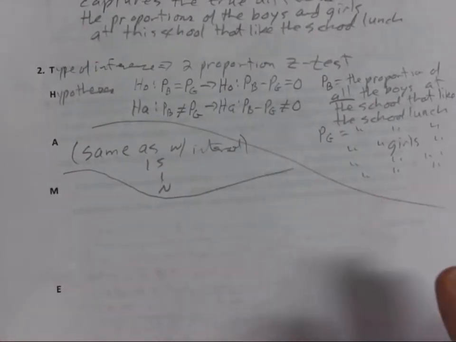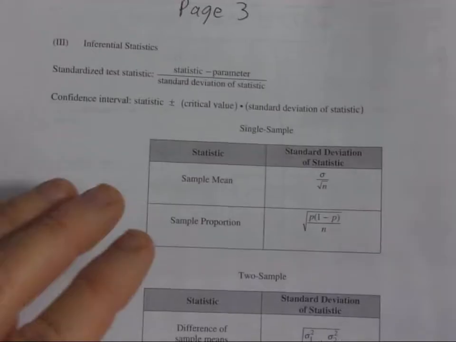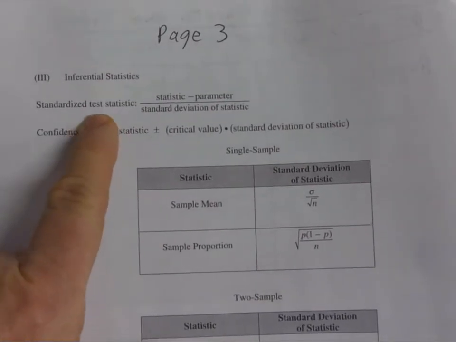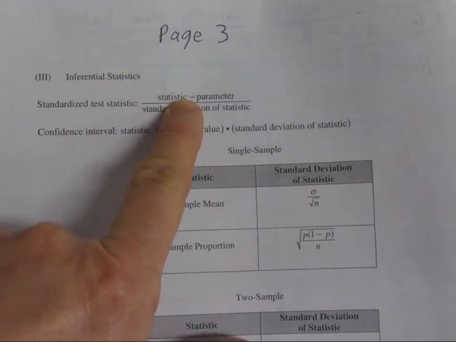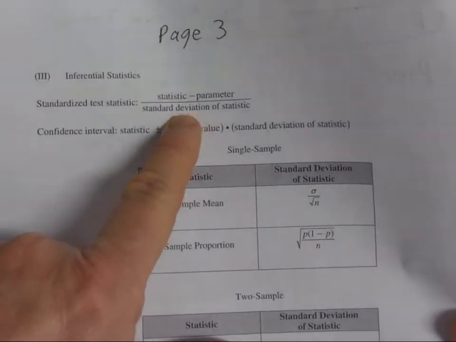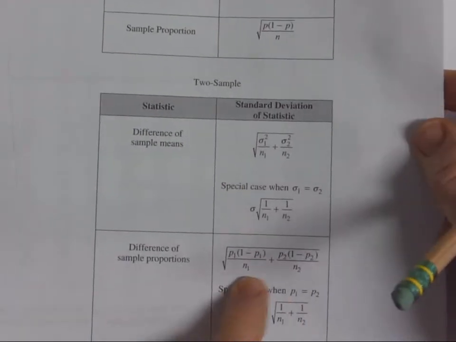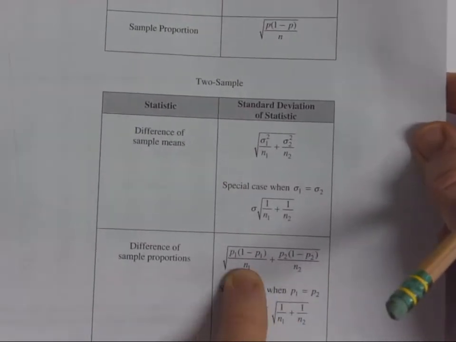All right, our mechanics. Now we've got to get our test statistic. In other words, how many standard errors is our hypothesized value from our sample values, which is, our standardized test statistic is statistic minus parameter over standard deviation of the statistic. Well, now the standard deviation of the statistic is down here, just like we did with an interval. It's that messy looking thing.